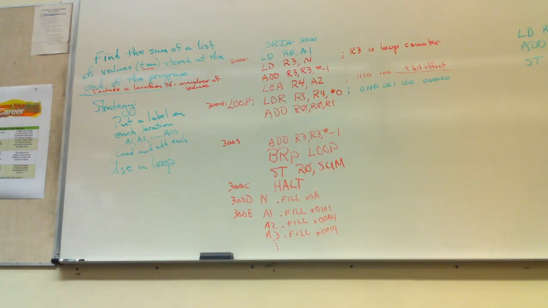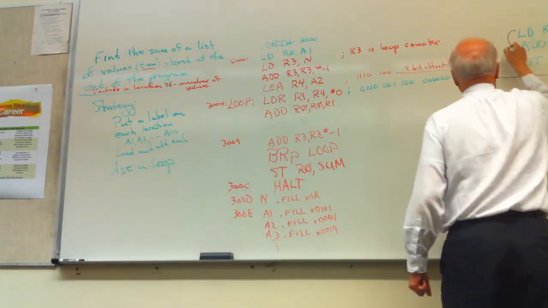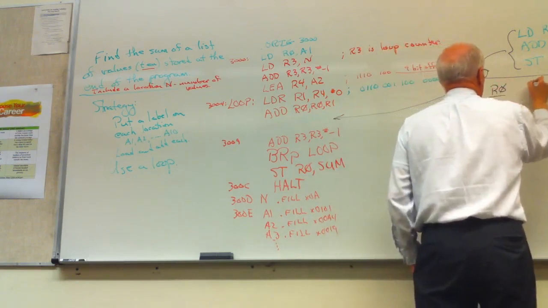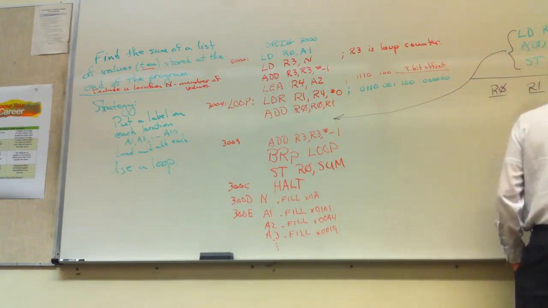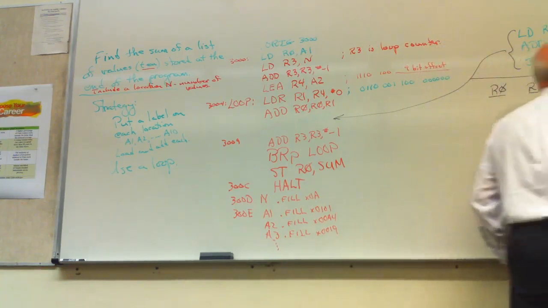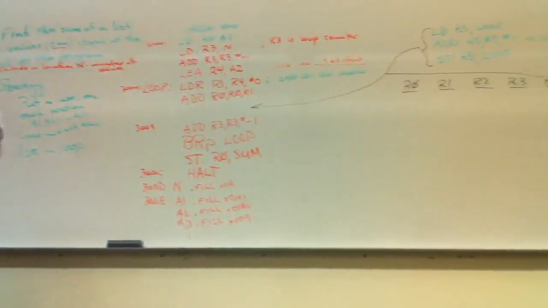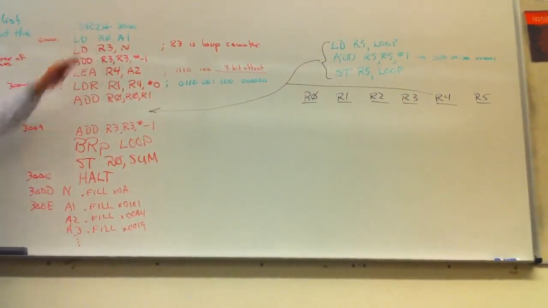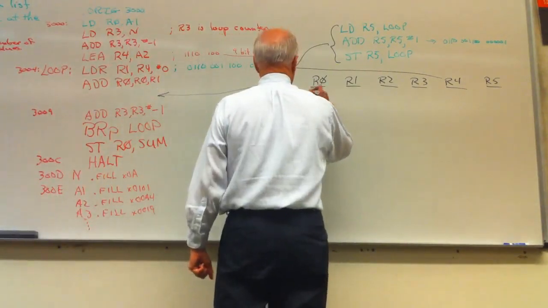Okay, now let's watch what happens to this thing. I'm assuming that these go right in here. Register 0, 1, 2, 3, 4. No, yeah, we do go to 5, don't we? Register 5. Okay, first of all, we load the value from A1, which is into register 0.